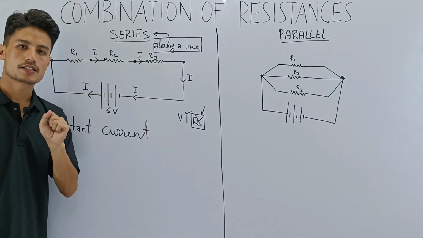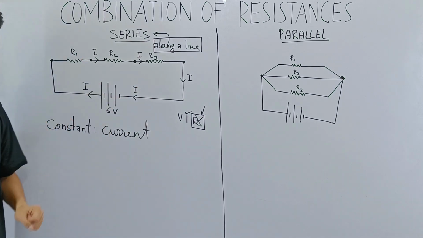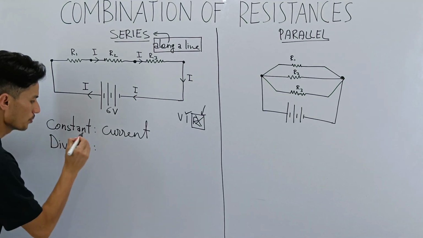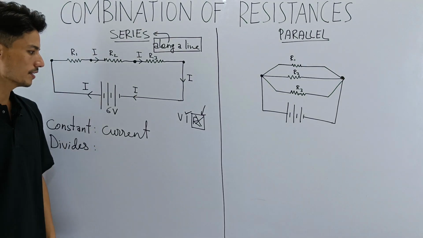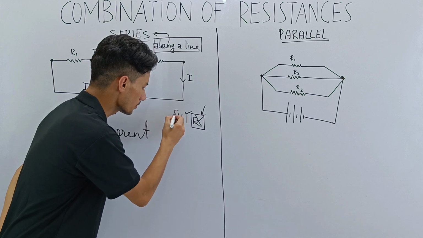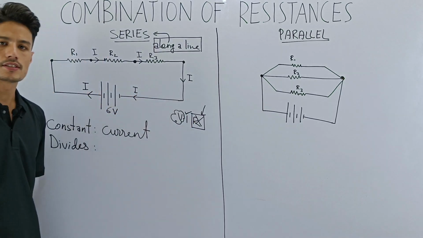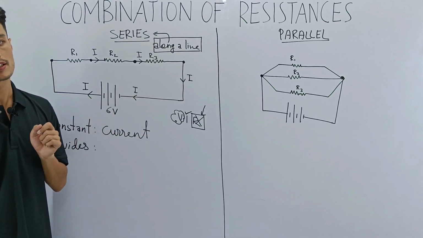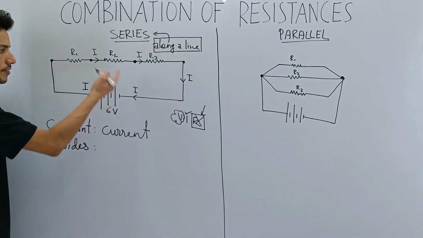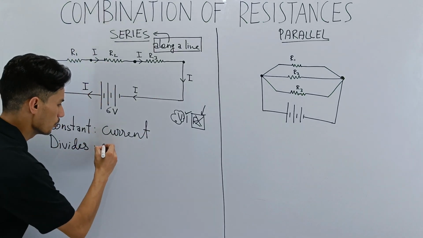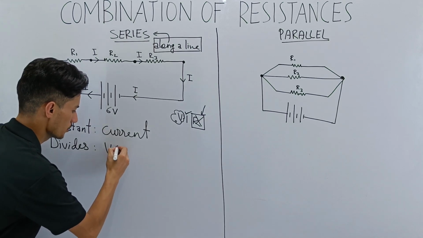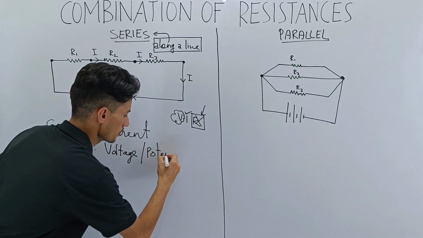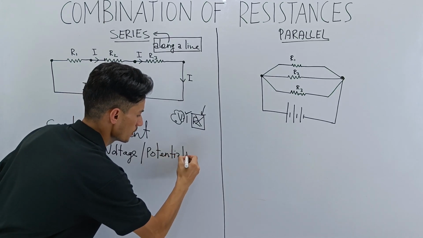But something is getting divided in series. So who is getting divided? Somebody is getting divided here. So who is divided? It will be this fellow. No. It has to be this. Okay. So if current is constant, that means potential difference is getting divided. So what gets divided in series combination is voltage or potential difference. You can write voltage, or you can write potential difference, because they are the same thing only.